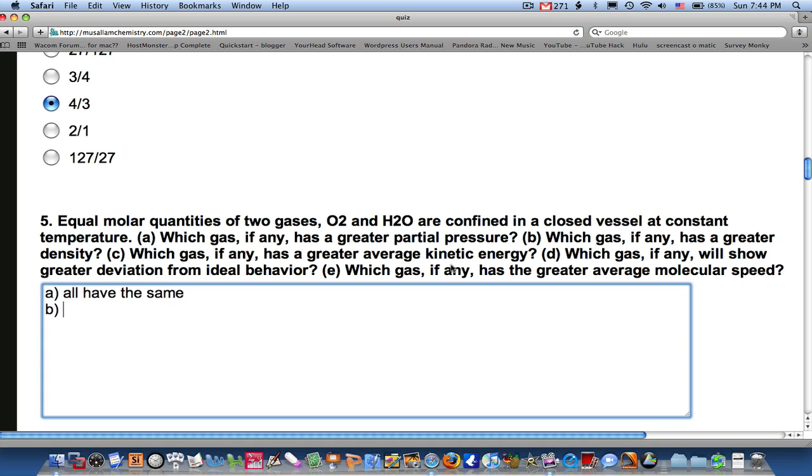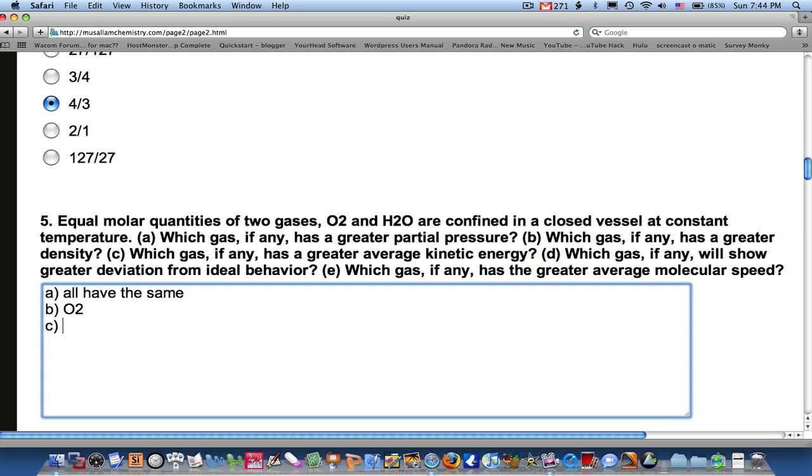B. Which gas, if any, has a greater density? Okay, well, there are all the same number of moles, but O2 has a greater molar mass. Therefore, O2 has a greater density. Density is mass per volume. So if density is mass per volume, they all have the same volume, and there are the same number of moles, and O2 has a greater mass per mole, then O2 will have a greater density. Notice, they're not asking you to explain these, so I'm just listing them out.